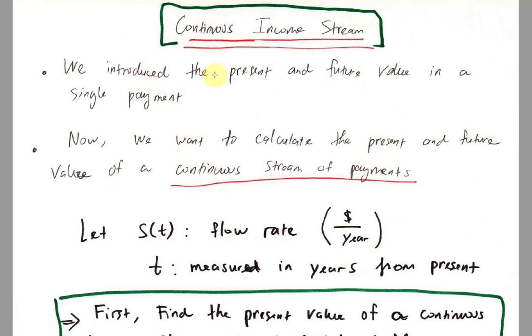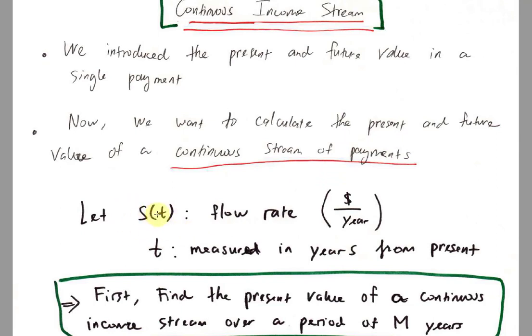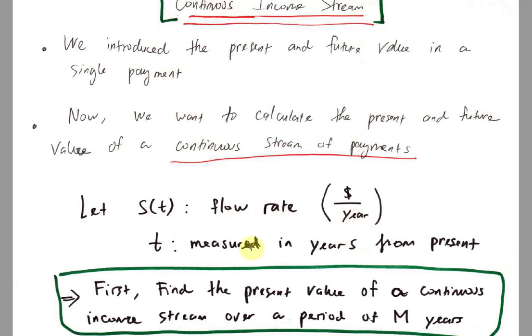So we introduced the present and future value of a single payment in the last discussion. Now we want to calculate the present and future value of a continuous stream of payments. That means a lot of payments are going into the account continuously. So we let the function s of t be the flow rate, the flow of money, in dollars per year. Okay, the unit is dollars per year, and we let t be the years from the present.